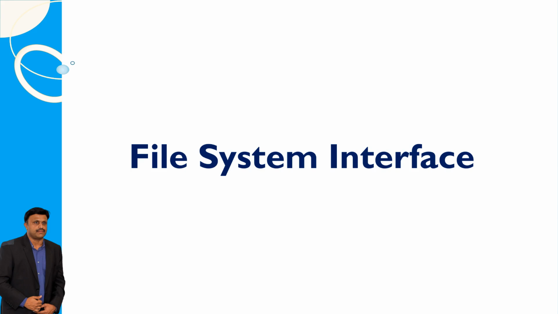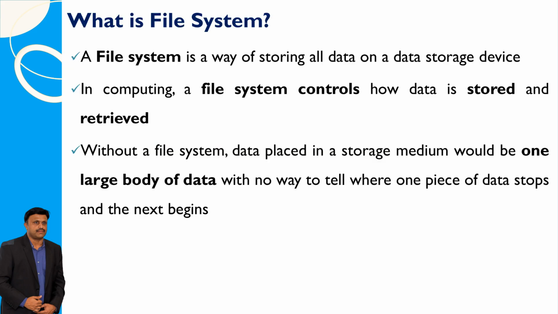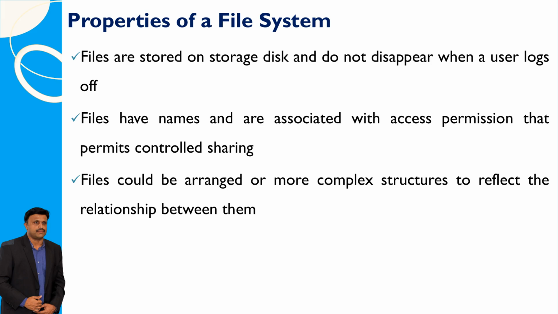File System Interface. A file system serves as the organizational framework for storing and accessing data on a storage device in computing. It defines the structure for data storage, enabling the identification and retrieval of individual pieces of data. Without a file system, data stored on a medium would form an undifferentiated mass, lacking the organization necessary for effective utilization.